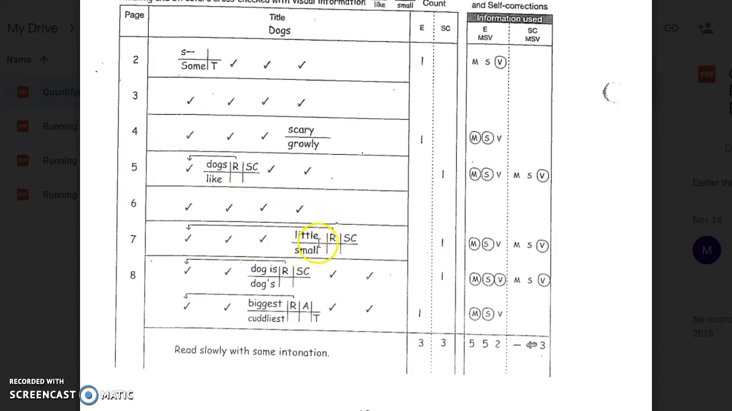Page 7, again, repeated, and then self-corrected during the repeat, little for small. Dog is for dogs, self-corrected during the repeat. And then the child repeated, had said biggest for cuddliest, appealed, and was told. Again, you won't tell, even when they appeal. You'll see what they can do. So those were Sam's miscues.